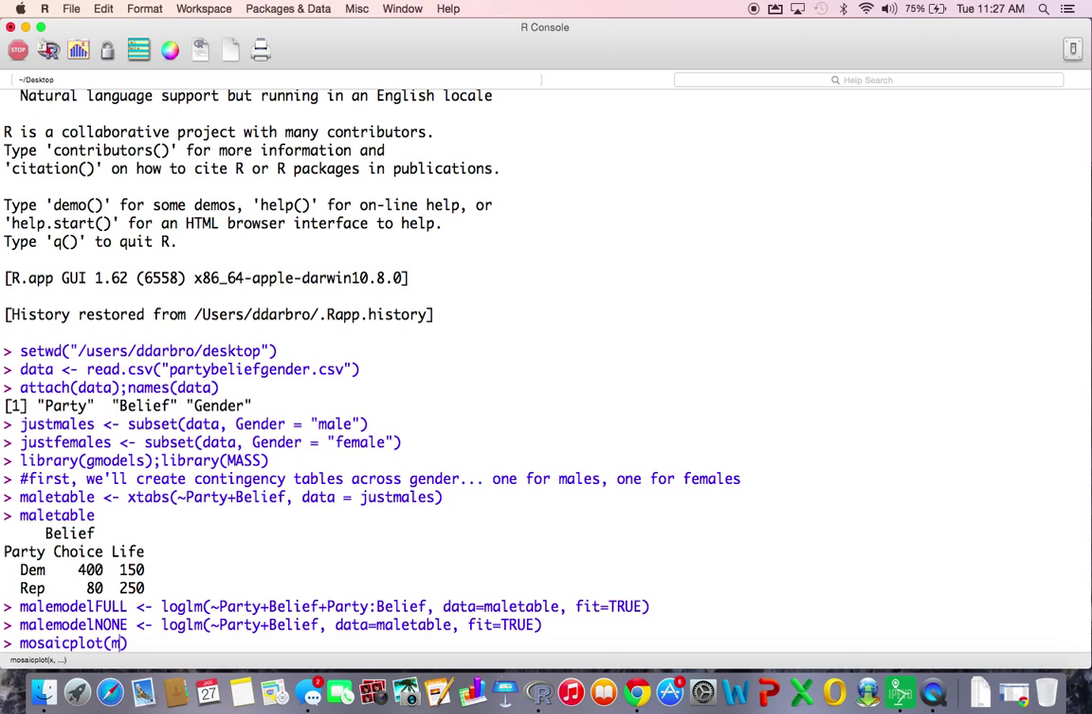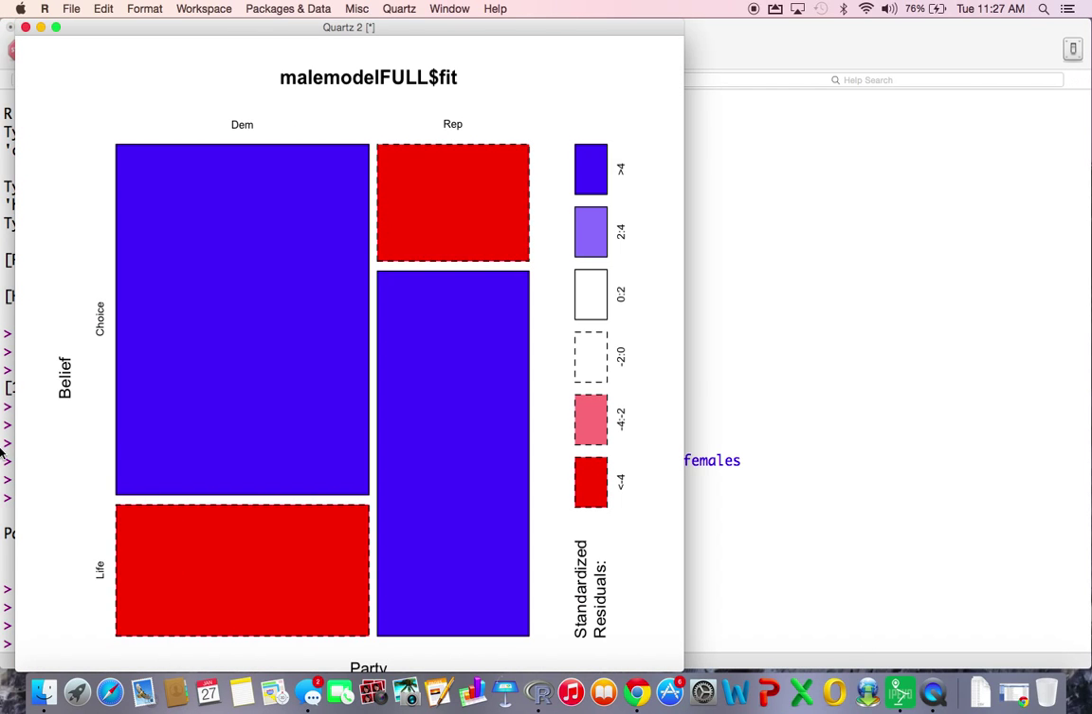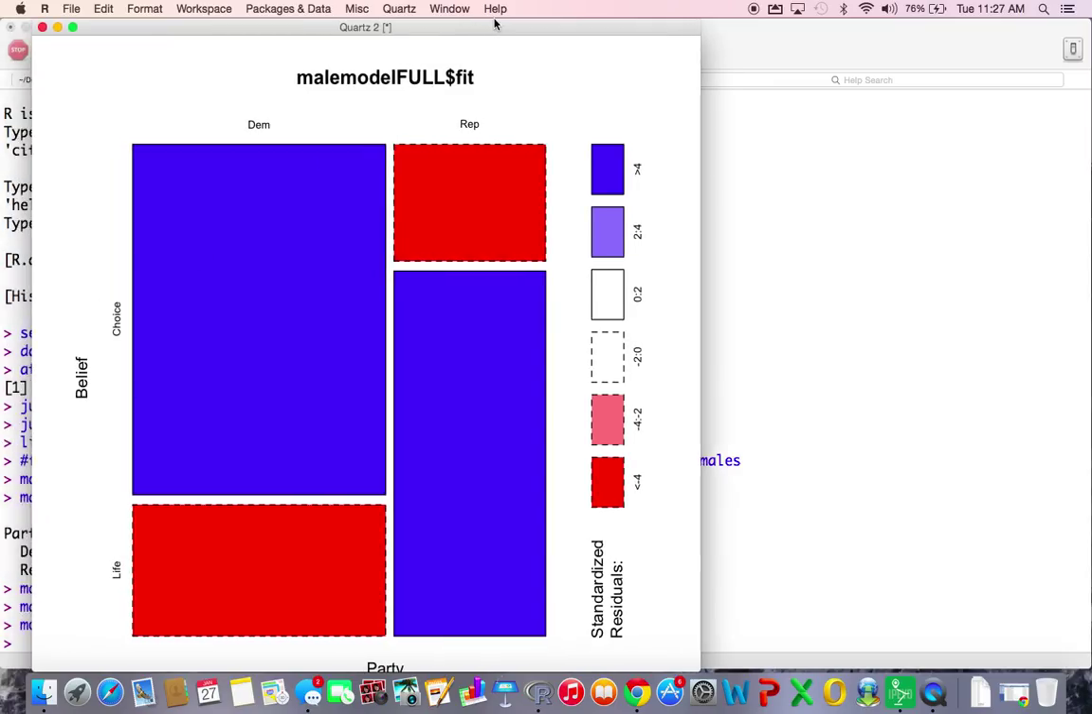And what I want to do is use the male model, full, and I want to go $fit. And guys, always put shade equal true because it gives you some cool stuff. All right, so let's do that. And what'll pop open is a mosaic plot just across males.